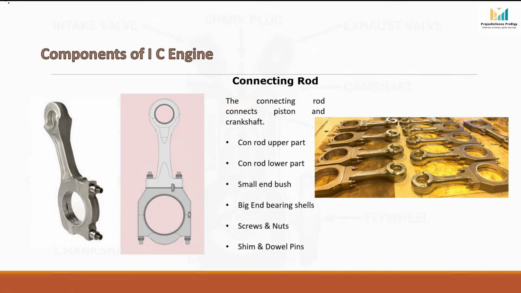Screws and nuts. These hold the lower cap tightly with the connecting rod body. They must be properly tightened because they carry very high dynamic loads. Shim and dowel pins. In a 3-piece con rod, shims help in proper adjustment or clearance control, and dowel pins help in accurate alignment of the connecting rod cap with the connecting rod body.